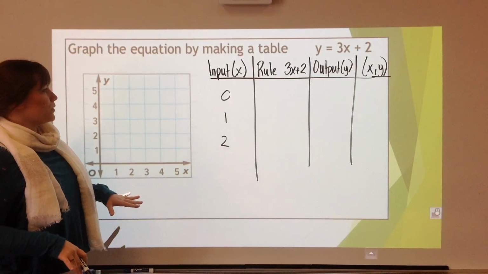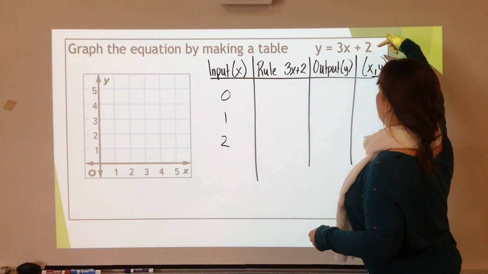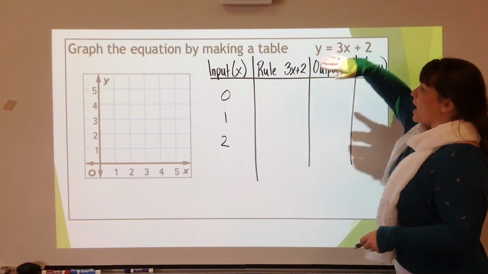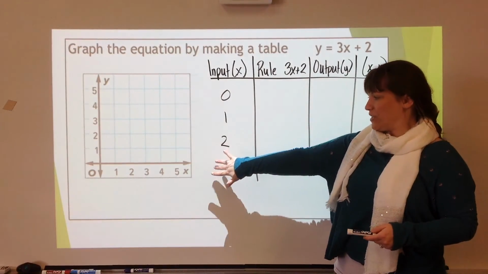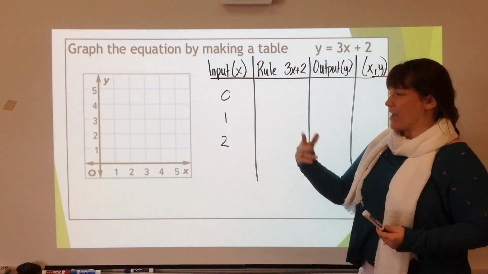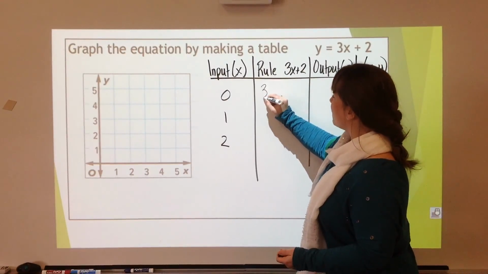So here my rule is 3x plus 2. Where did that come from? It came from this equation. I'm going to pick 0, 1, and 2 because I only have a grid that's going up to 5. This one might not even work, but we have to pluck and plop.